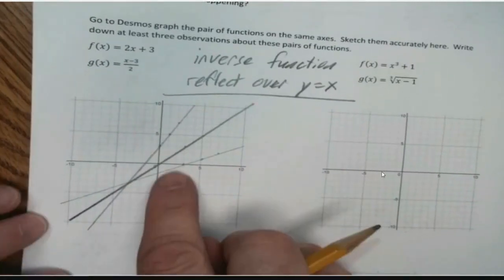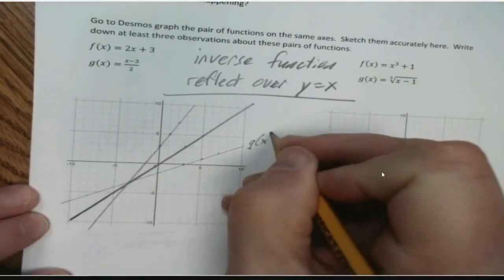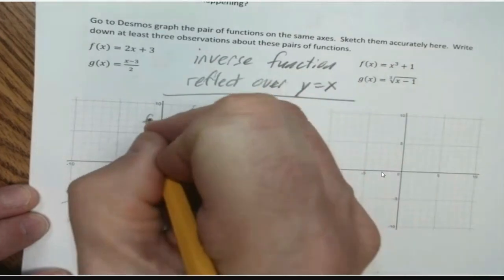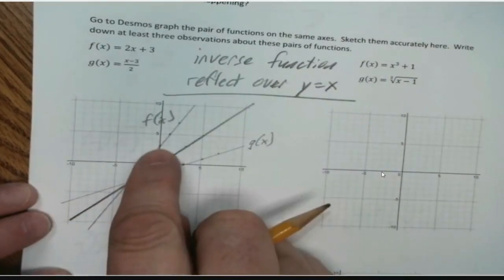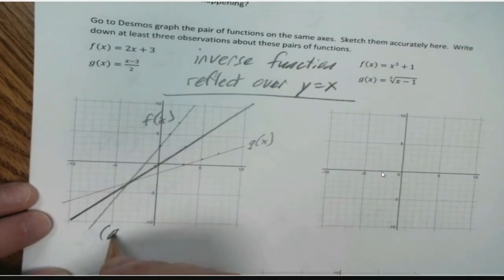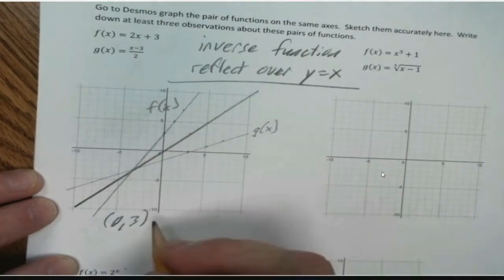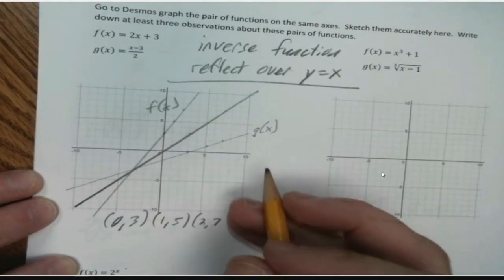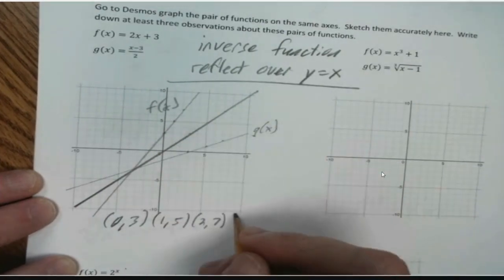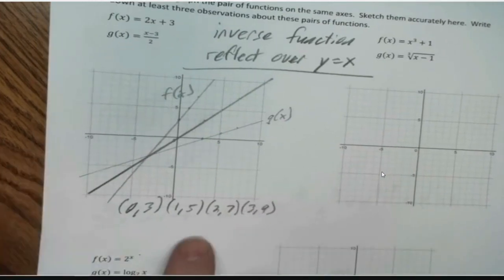So if we look at the points, this is g of x. This is f of x. If we look at these points for f of x, this is the point 0, 3. The next point we see here is 1, 5. The next point we see is 2, 7, which means it's also got 3, 9. So that's the points that we see on f of x.